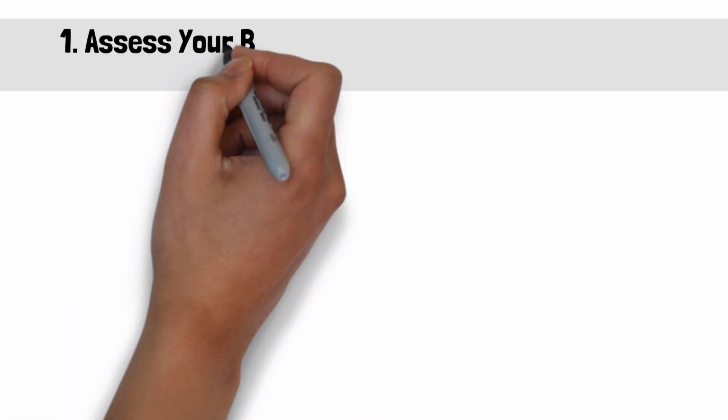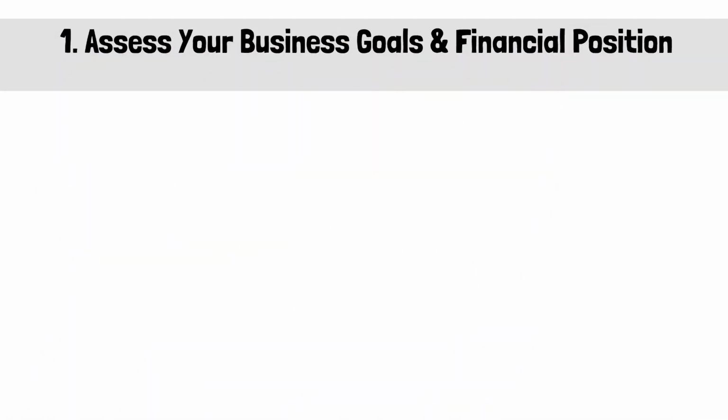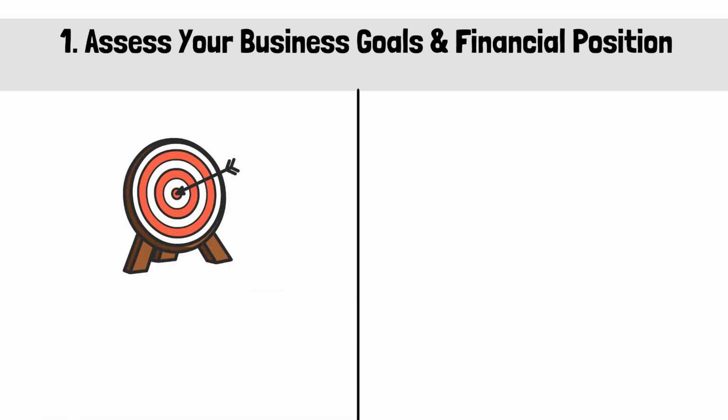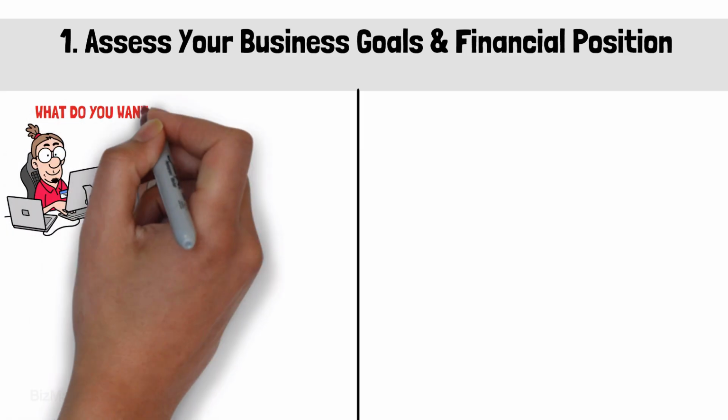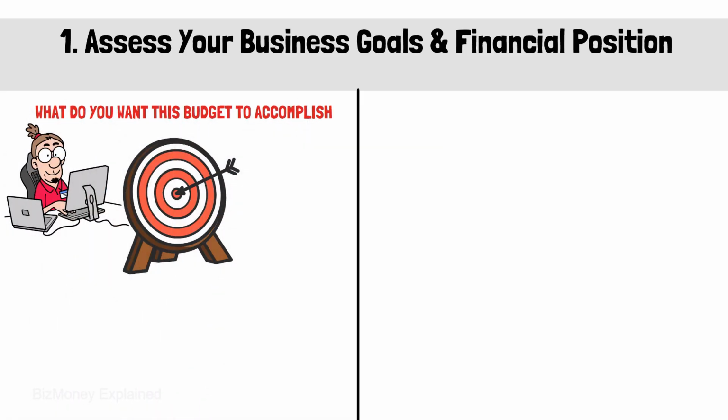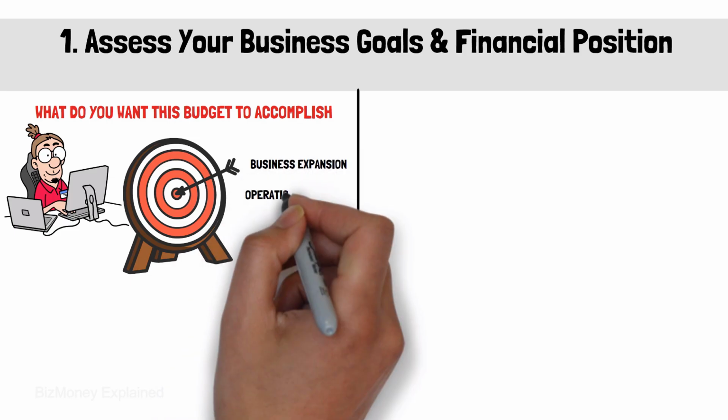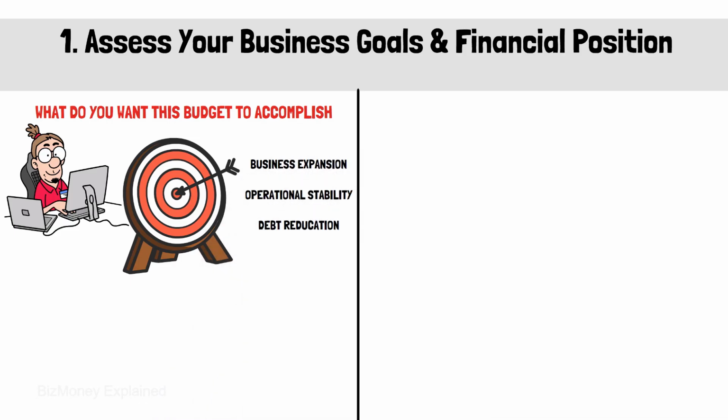Step number 1: assess your business goals and financial position. Every business budget begins with a clear understanding of goals and the current financial position. Start by asking yourself, what do you want this budget to accomplish? Are you aiming for business expansion, operational stability, or debt reduction? Having clarity helps set priorities and allocate funds wisely.